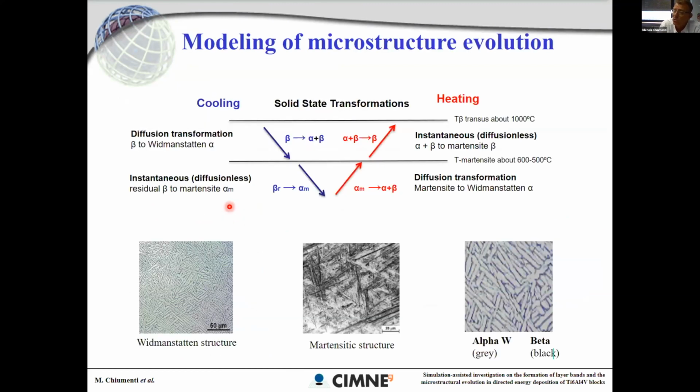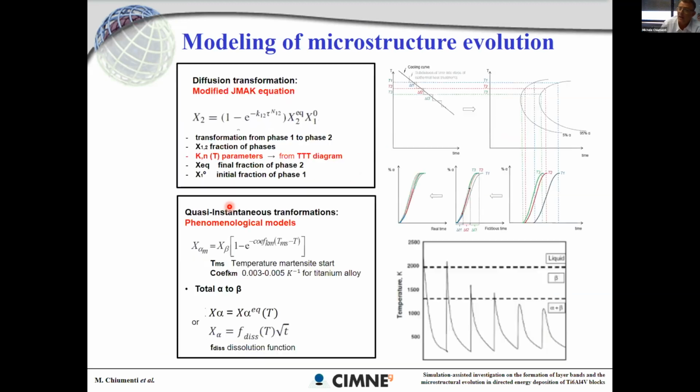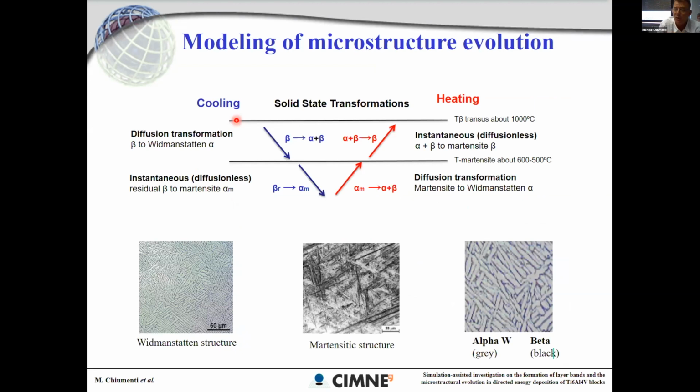I just want to rapidly go through what we did to try to catch some information from the thermal analysis. So we have two models implemented at the moment. One goes through the microstructural evolution via JMAK models. So what we have here are two different kinds of implementation, one for diffusion transformation, typically from beta to alpha transformation, and the instantaneous transformation for the martensite.